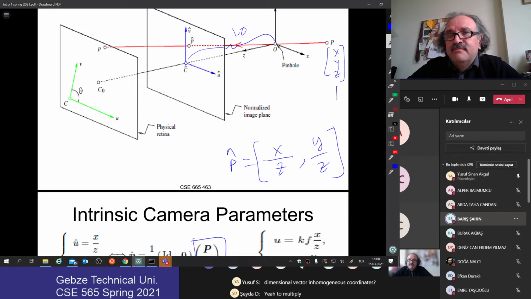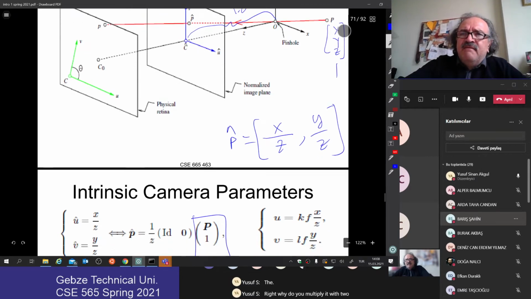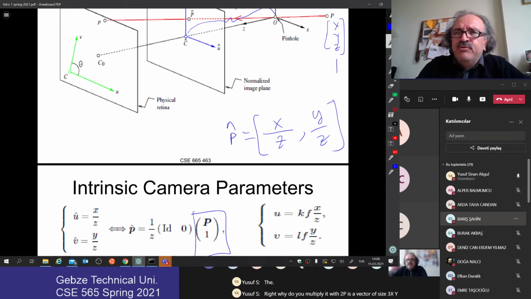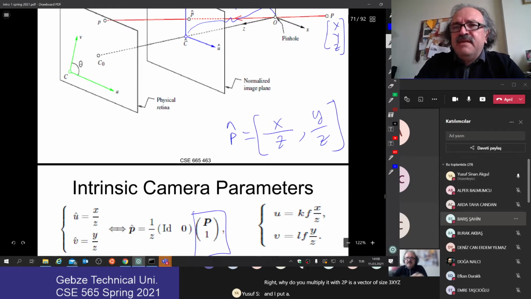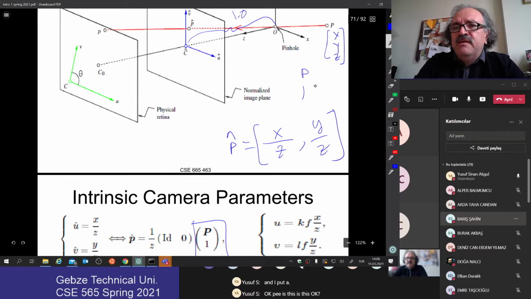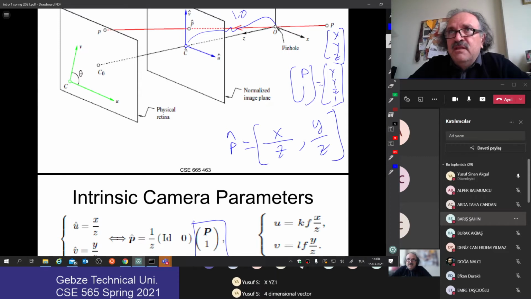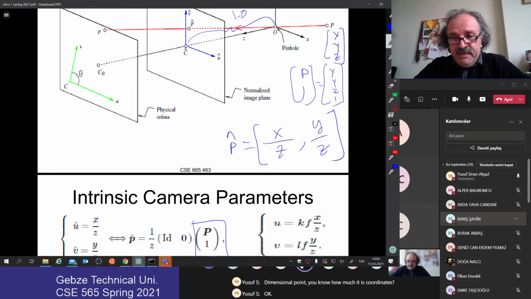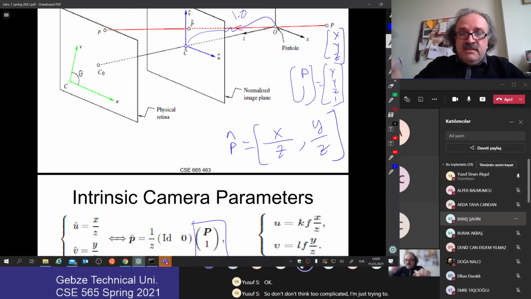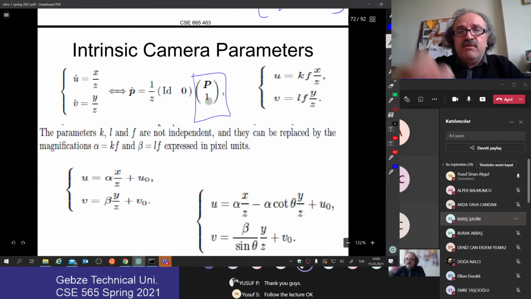To multiply 4. Is that true? Why do you multiply it with 2? P is a vector of size 3, xyz, and I put a 1. If I do this P1, it means xyz1. A 4-dimensional vector that represents a 3-dimensional point in homogeneous coordinates. So don't think too complicated. I'm just trying to make you guys follow the lecture. So this is a 4-dimensional vector.